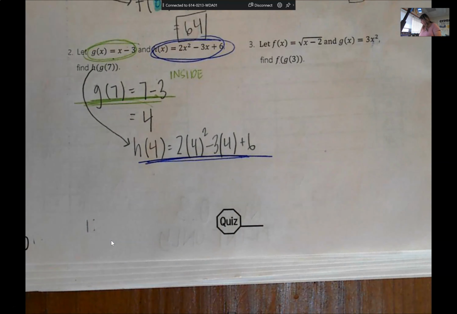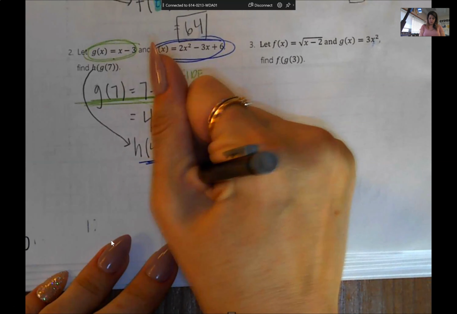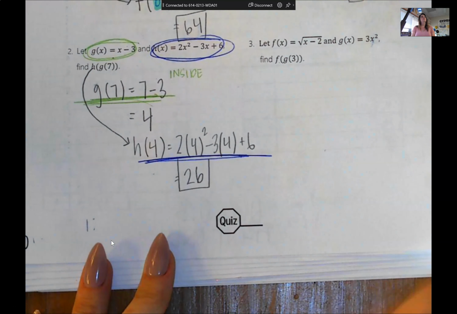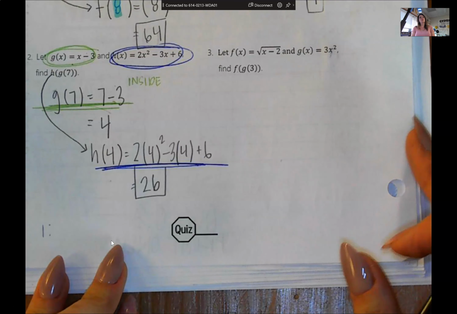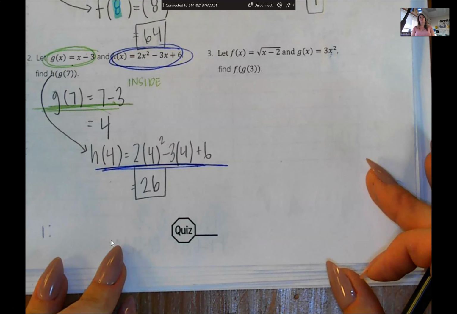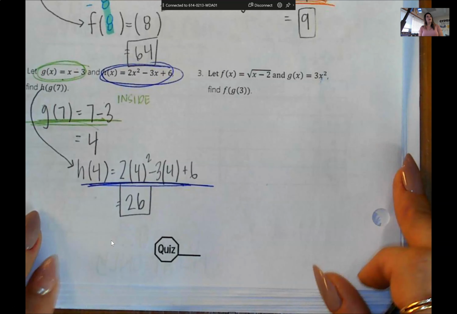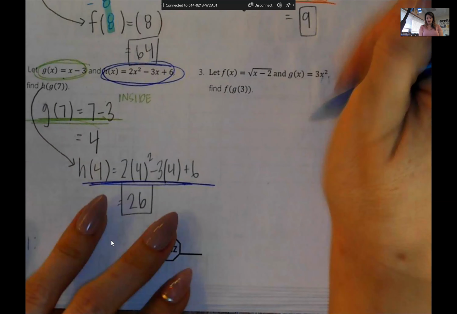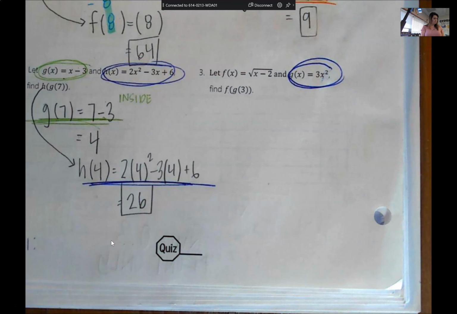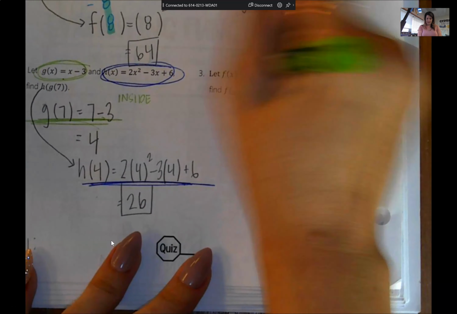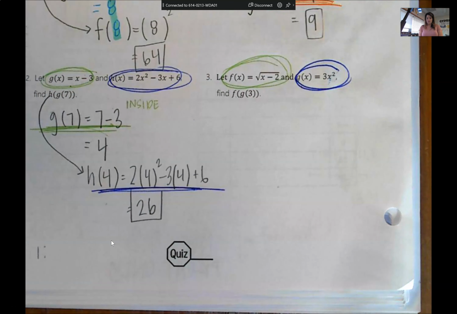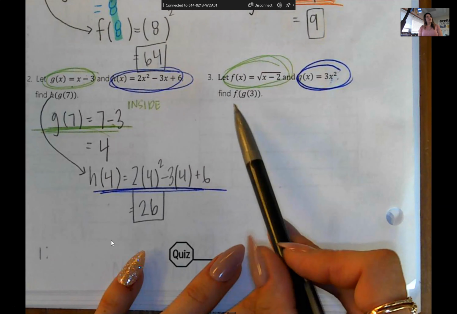What does that guy equal? 26? Cool, 26. Okay, then our last one is a root and a quadratic. So this time I have G is 3x squared. And I have F is root x minus 2. Which one do I find first, F or G?